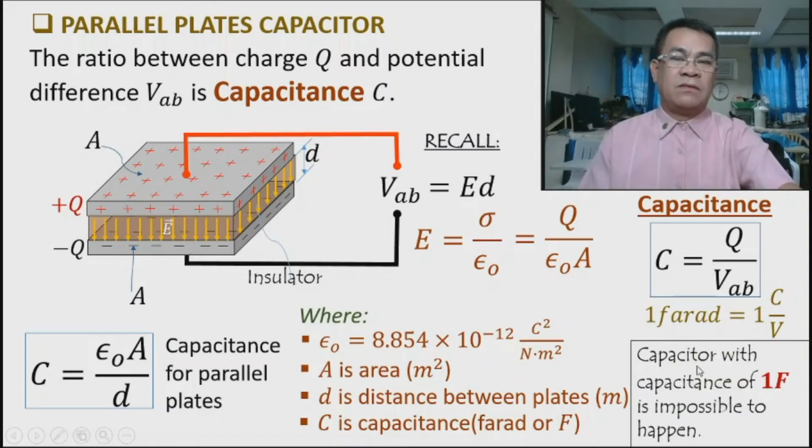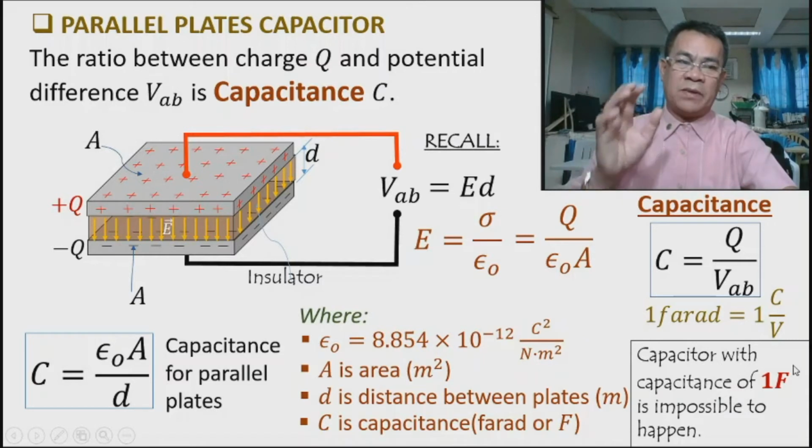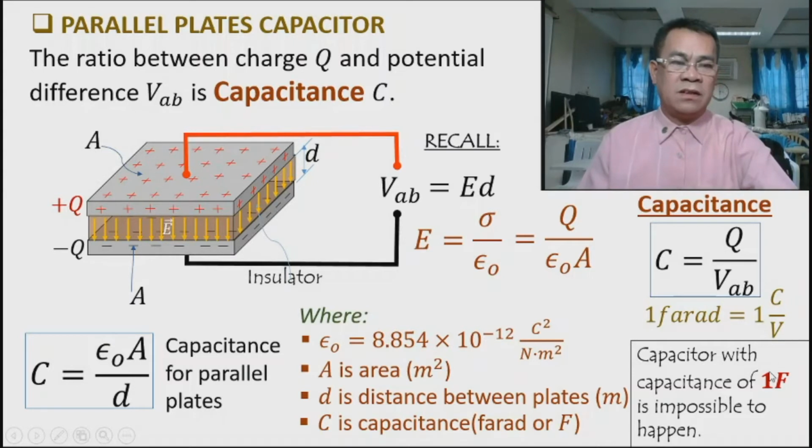Now, this is very important. It is impossible to provide 1 farad of capacitance in a capacitor. Meaning, we cannot provide a capacitor that has a capacitance value of 1 farad. It is a very big capacitance. Most capacitance values are in microfarads. We have the millifarad, but a farad is impossible.